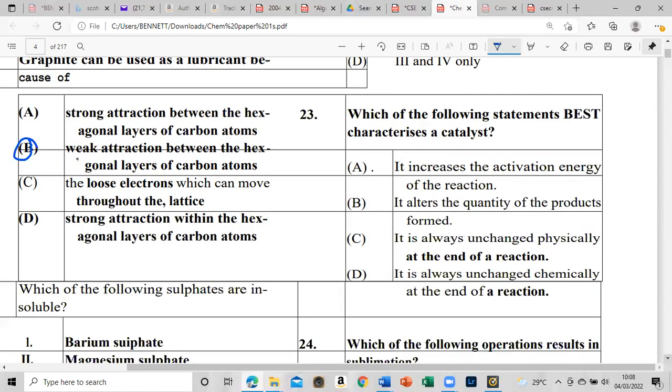Which of the following statements best characterize a catalyst? A, it increases the activation energy of the reaction. B, it alters the quantity of the product formed. C, it is always unchanged physically at the end of the reaction. Or is it D, it is always unchanged chemically at the end of the reaction? And that would be D, it is always unchanged chemically at the end of the reaction. All right, so let's move on to 24.